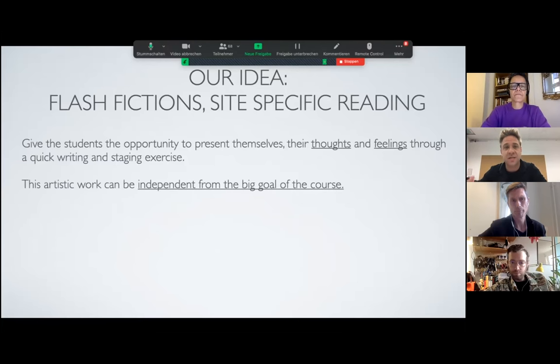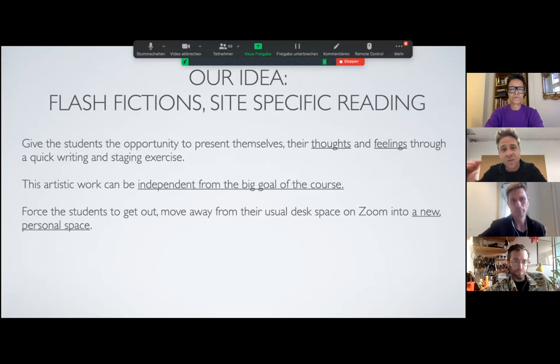It's important that this artistic work was independent from the big goal of the course. So our course is called Hacking Global Pop Icons. This year we were hacking Greta Thunberg, but the flash fiction exercise was completely free. You could do whatever you want. With this site-specific aspect, we actually forced the students to get away from their Zoom environment. We've all seen each other, the upper bodies, we've seen the backgrounds for weeks, and we forced the students to go out in different places.